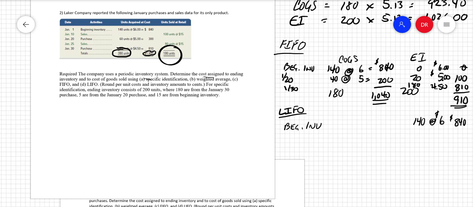Okay. And then the January 20th purchase, we're going to assume that will also be in ending inventory, because we're going backwards. We're saying, okay, we're going to take ending inventory first and then look at cost of goods sold. So here in ending inventory, we need 200 units. So we have 60 at $5. That'll give us $300. And an ending inventory of 1,140.